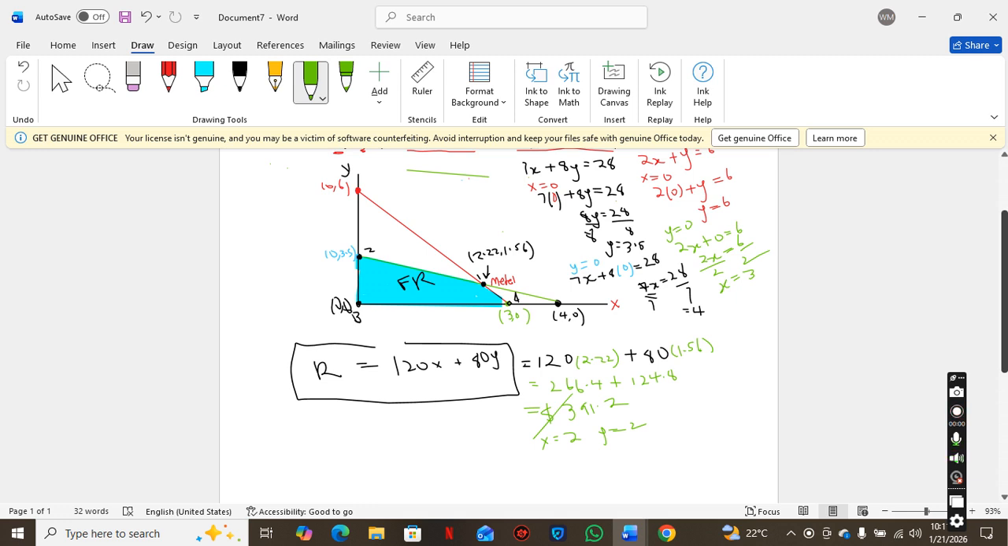Where did we get the x is equal to 2 and y is equal to 2? Because the equation seems different. I'm using these values here, 2.22 and 1.56. I rounded them off because with units you can't say produce 2.2 units. Oh, I see. Thank you.